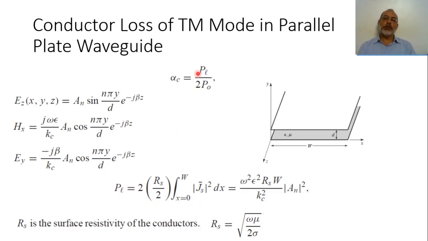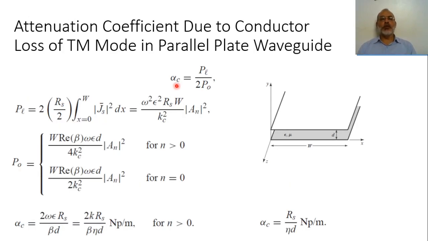Now, by knowing the power loss and the transmitted power, we can determine the attenuation coefficient due to the conductor loss. The attenuation coefficient due to the conductor loss equals PL over 2P0. We have already proved that PL equals omega squared epsilon squared Rs w over kc squared an squared. We also proved that the transmitted power for n greater than 0 equals this term. For n equals 0, it would be the same, but without this 4, it would be 2. Now we are going to use these two formulas to determine the attenuation coefficient due to the conductor loss.